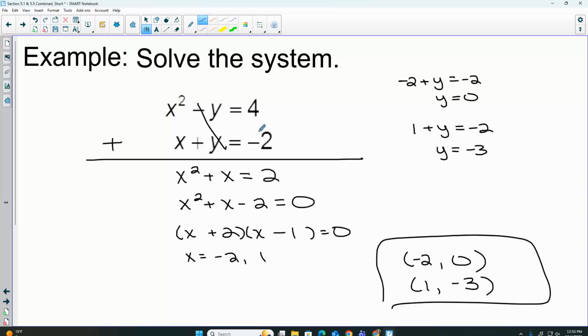All right. Is that one okay? Why don't you guys try this one?